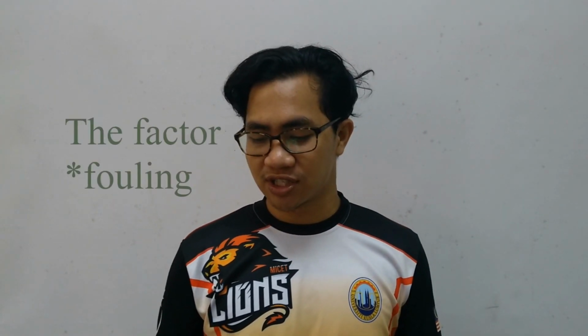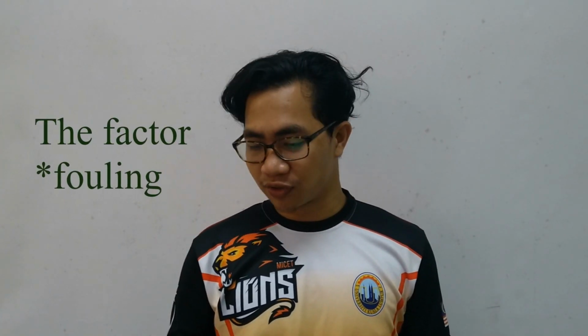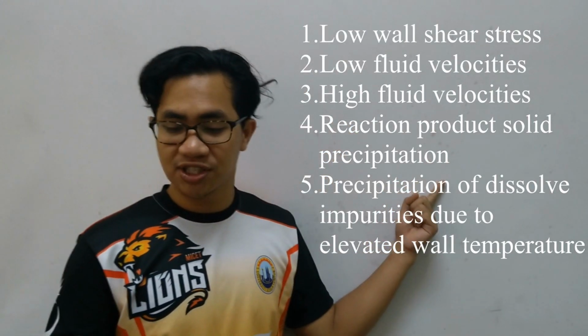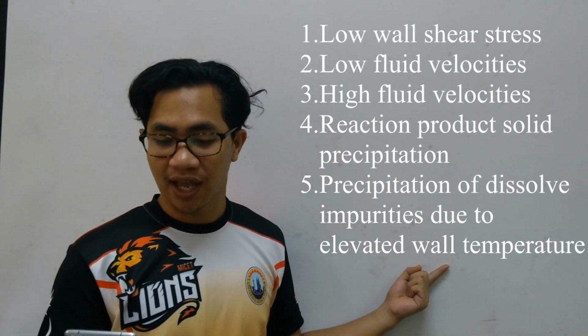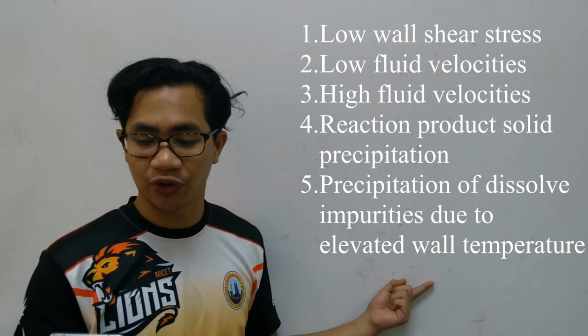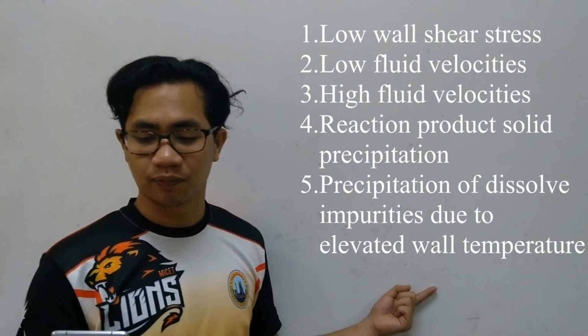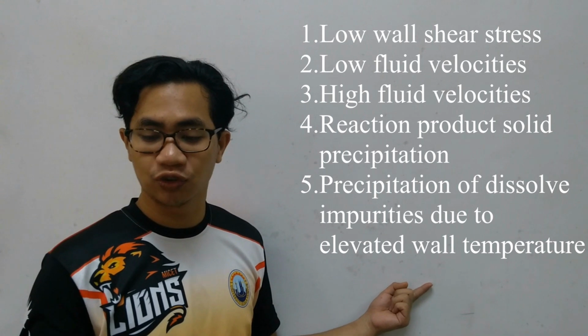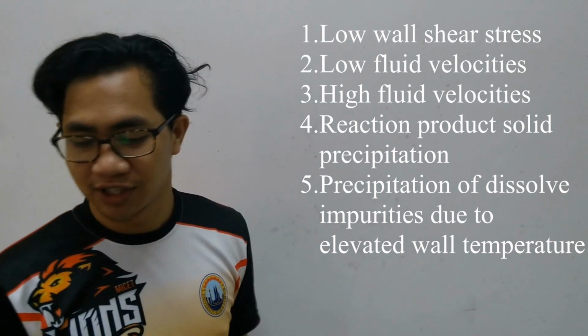There are a few factors that will reduce the performance of heat exchanger, which is fouling. What is fouling? Fouling is when the impurities deposit on the heat exchanger surface. These impurities can decrease the heat transfer effectiveness significantly over time, and they are caused by, first, low wall shear stress, low fluid viscosity, high fluid viscosity, reaction product solid precipitate, and precipitation of dissolved impurities due to elevated water temperature.